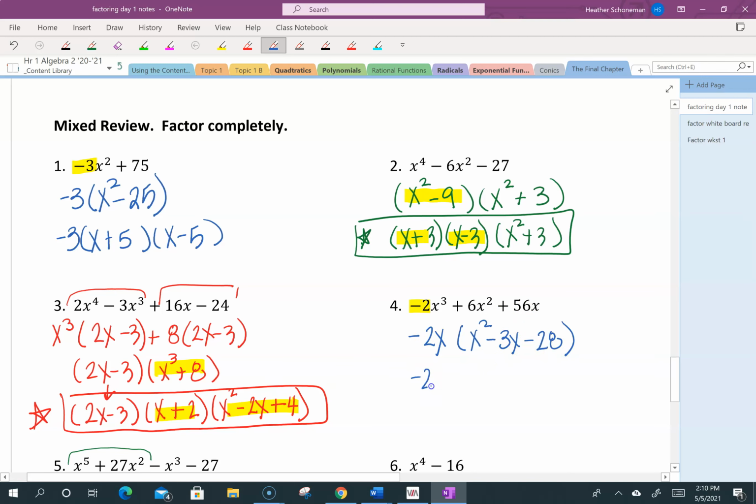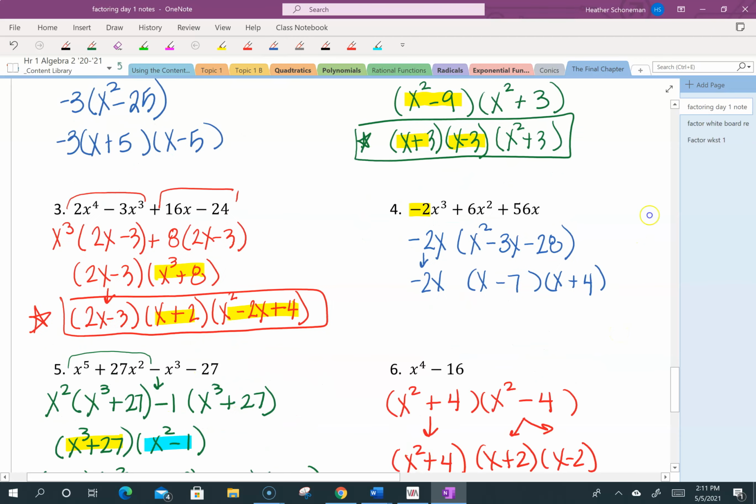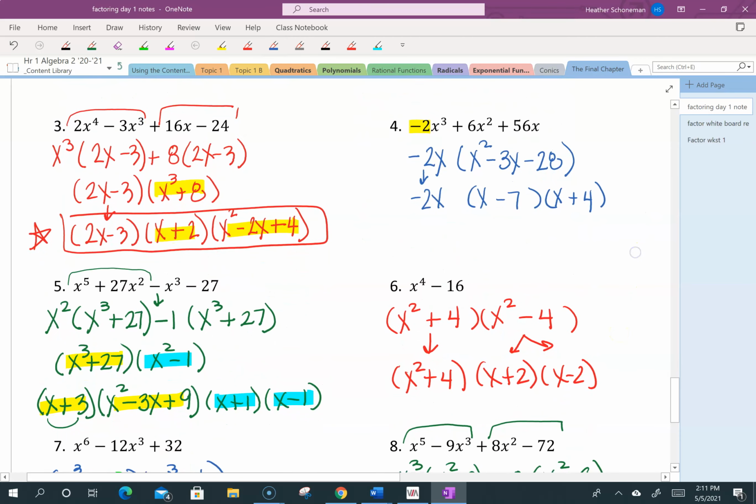Well, now it's a trinomial with the leading coefficient of 1, so I'm going to go straight to my 2 parentheses. But notice I carried that greatest common factor right along. The 2 numbers that multiply to negative 28 and add to negative 3 would be negative 7 and 4, and we're done. Okay, the other ones are filled out, but I'm just going to talk through them.